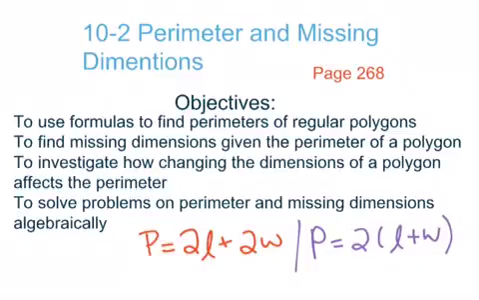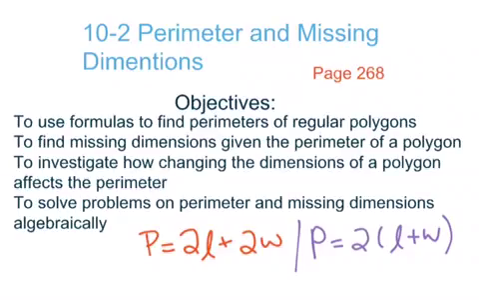Hello, today we're on 10-2 perimeter and missing dimensions on page 268. We're going to use formulas to find perimeters of regular polygons, to find missing dimensions given the perimeter of a polygon, to investigate how changing the dimensions of a polygon affects the perimeter, then to solve problems on perimeter and missing dimensions algebraically.